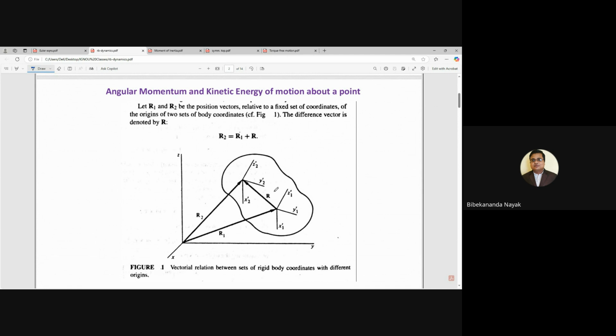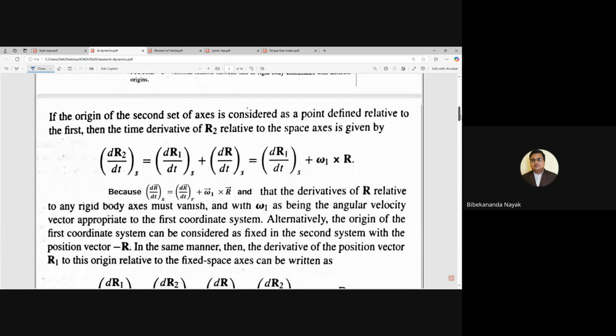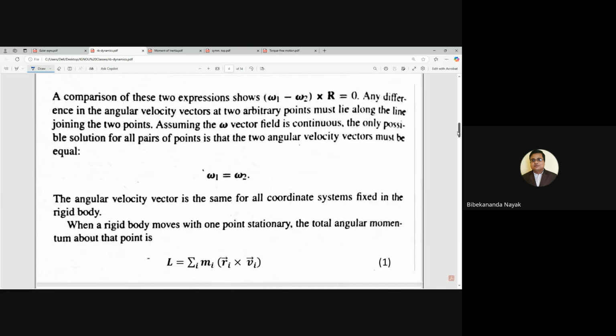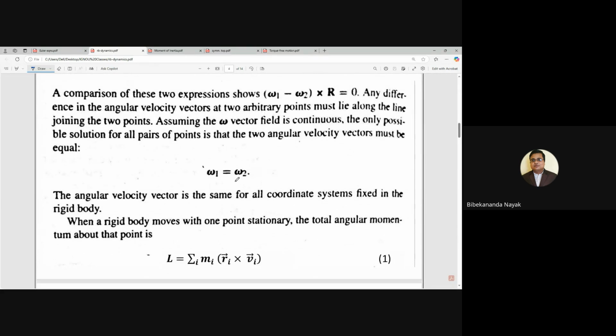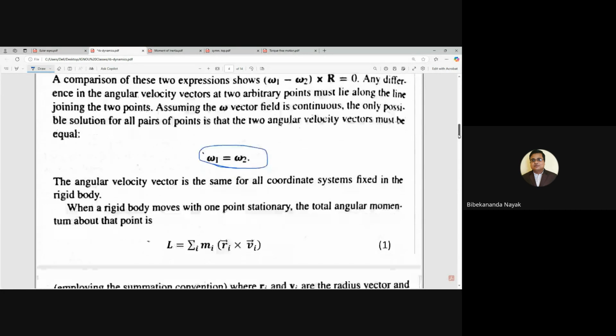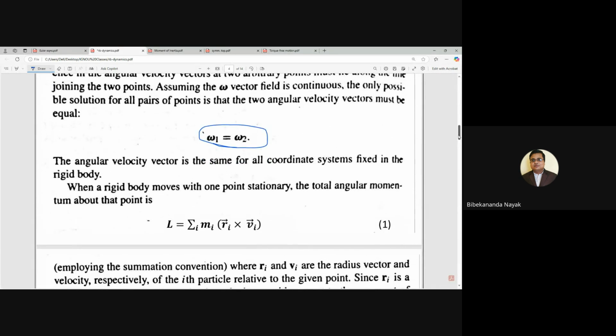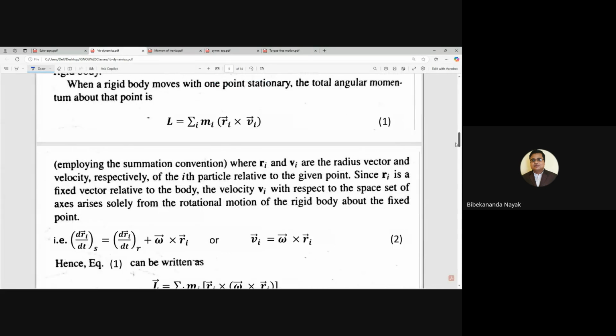Last time we saw the angular velocity omega of the Earth. Similarly, when we apply this, we assume that the angular velocity of that rotating system is constant. This just shows that omega 1 is equal to omega 2, so we only say that omega is the same. Now we calculate the angular momentum and kinetic energy.